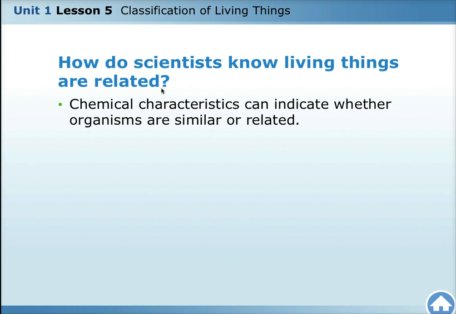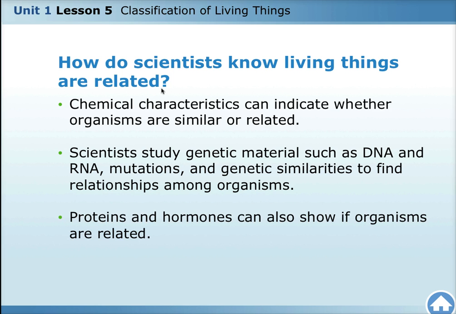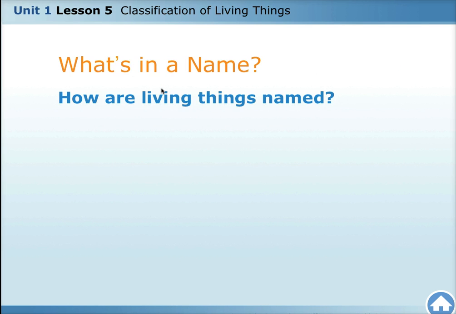Chemical characteristics can indicate whether organisms are similar or related. Scientists study genetic material such as DNA, deoxyribonucleic acid, and RNA, ribonucleic acid, mutations, and genetic similarities to find relationships among organisms. Proteins and hormones can also show if organisms are related.